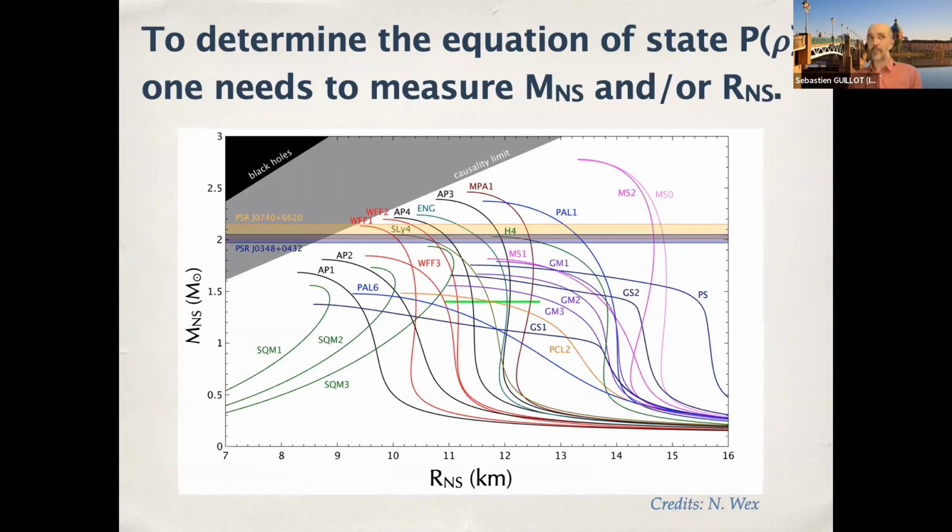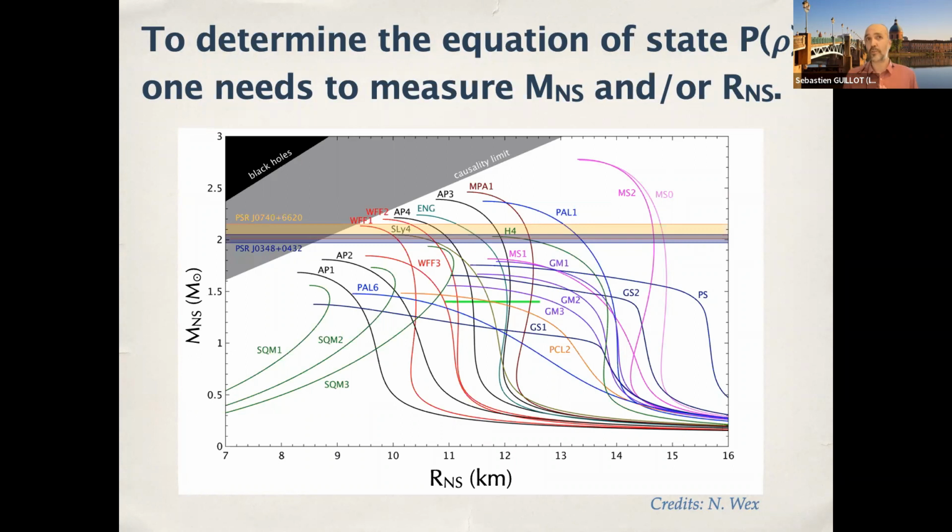So this diagram is similar to the previous one, except there are more curves. It's a more complete sample of theoretical models. And it shows that basically we don't know much about dense nuclear matter. And so it's very easy to cover this entire mass-radius diagram. And the difficulty of knowing which equation of state is the correct one comes from two things.